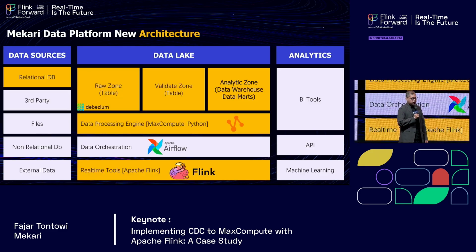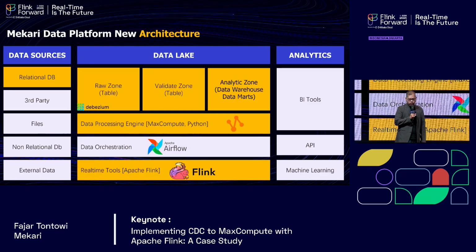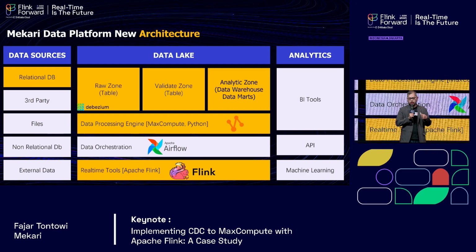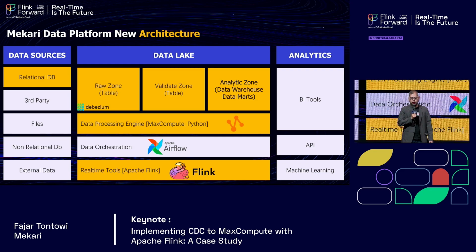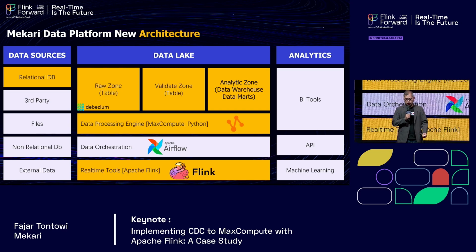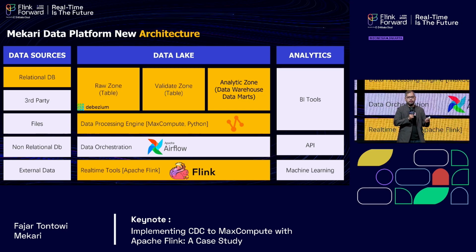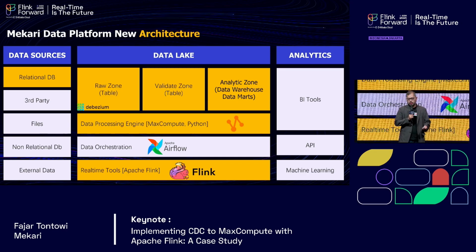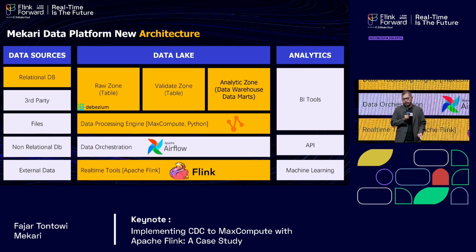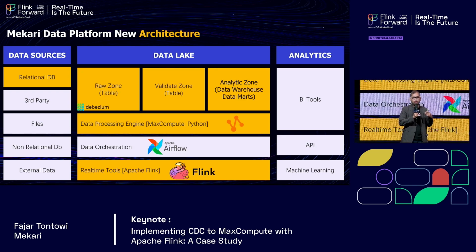So this is the interesting part. This is the new architecture we built at Mekari. We use Alibaba Cloud services as our cloud service, we use MaxCompute for our data store, and we use Flink serverless on Alibaba Cloud. We use Apache Flink, basically Flink as a managed service by Alibaba Cloud. The difference from the legacy architecture is that all the zones are now standardized at the table layer. From the raw zone until the analytic zone, the format is table and the data is stored in tables.